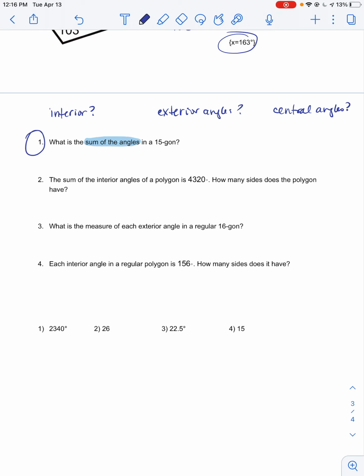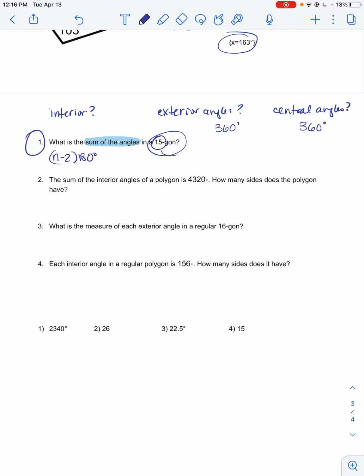Two of those are pretty easy to answer, because if they're exterior angles, no matter what the polygon, how many sides it has, exterior angles sum to 360 every time, one per vertex. Central angles also sum to 360 every single time. Interiors don't. So how do I know what the sum of the interior angles are? That's my n minus 2 times 180 again.